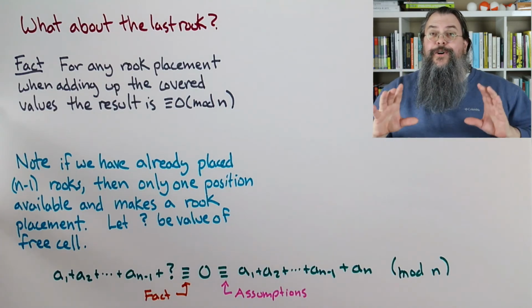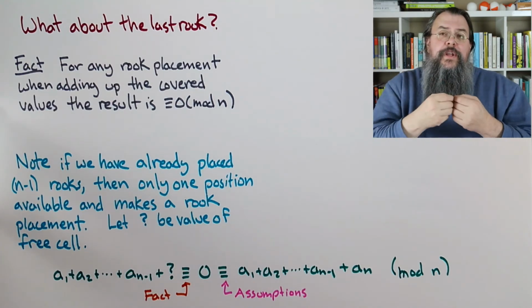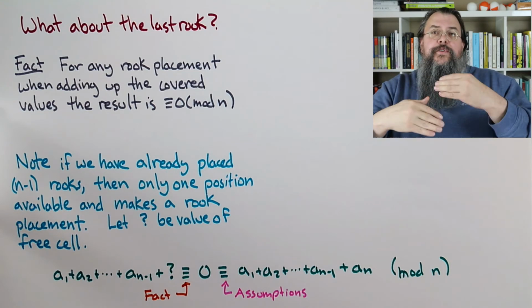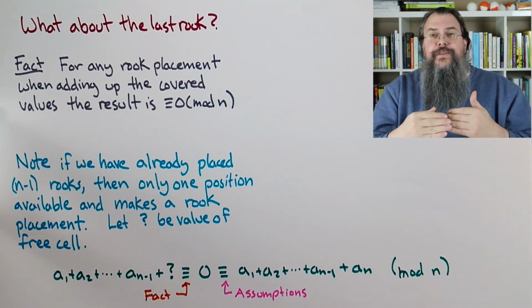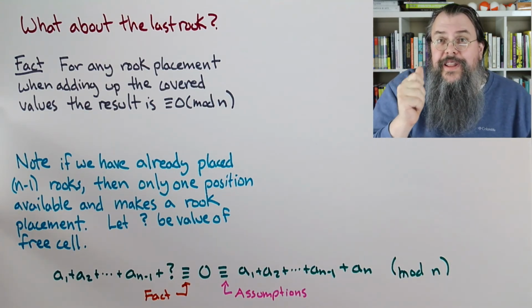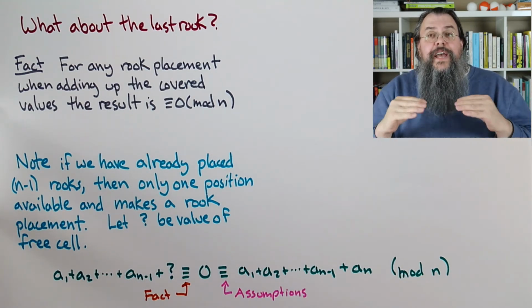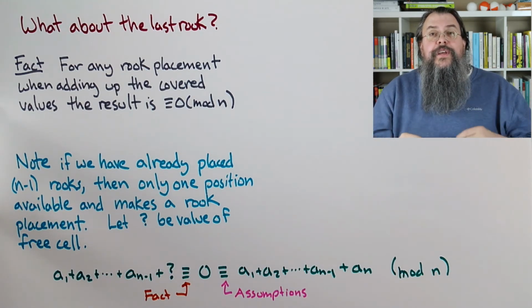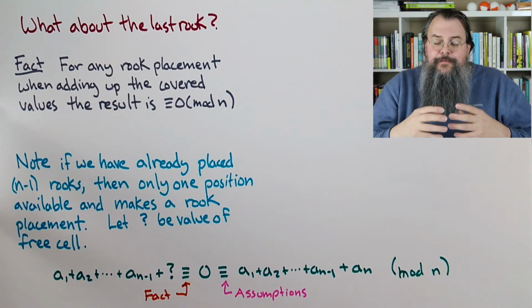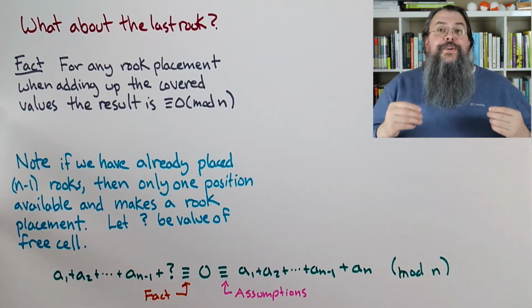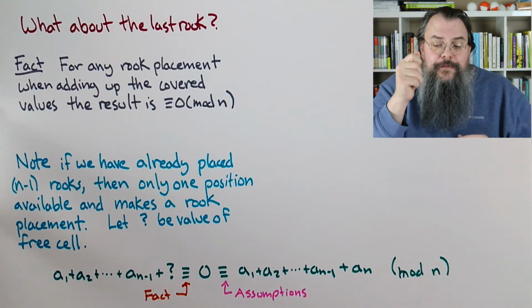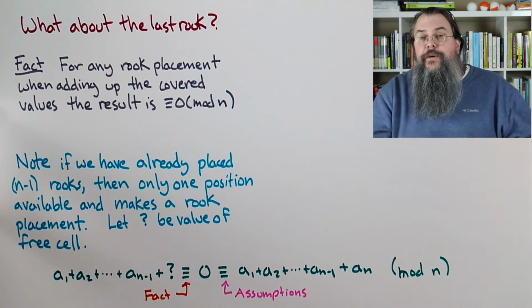Now you might say, well, hey, hold on a second. In order for this procedure to work, you have to have those free rows to move into. And when you put the last rook down, there's no freedom because you don't have two free rows to work with. In fact, you really don't have much of anything to work with. You only have one possible place it can go.